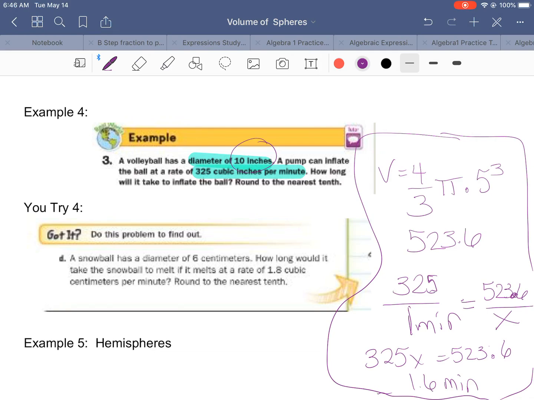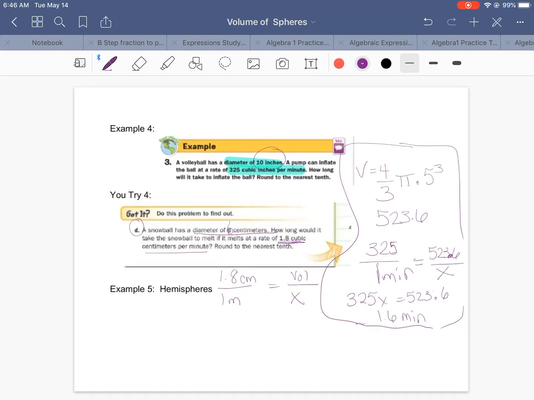So you have a similar question here. You have a diameter of 6 on your snowball. How long would it take the snowball to melt if it melts at a rate of 1.8 cubic centimeters per minute? So calculate your volume like we did with the volleyball, and then once you get your volume, convert it with the proportion 1.8 centimeters per 1 minute. Put your X value here, and then this is going to be your volume, and then you'll solve for that.